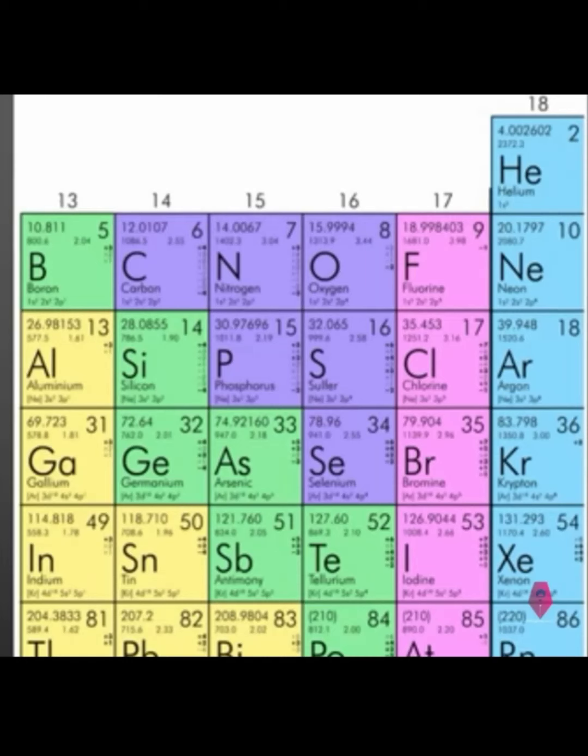Hello students. So today's topic is group 14, the carbon group elements. Group 14 is in the p block; group 13 is the boron family, and group 14 is the carbon group elements.